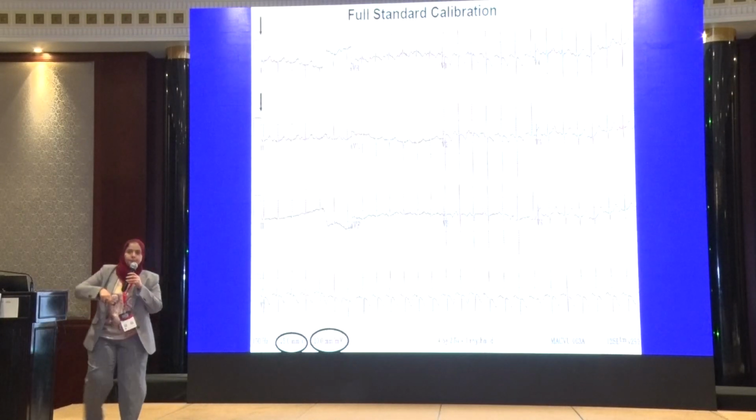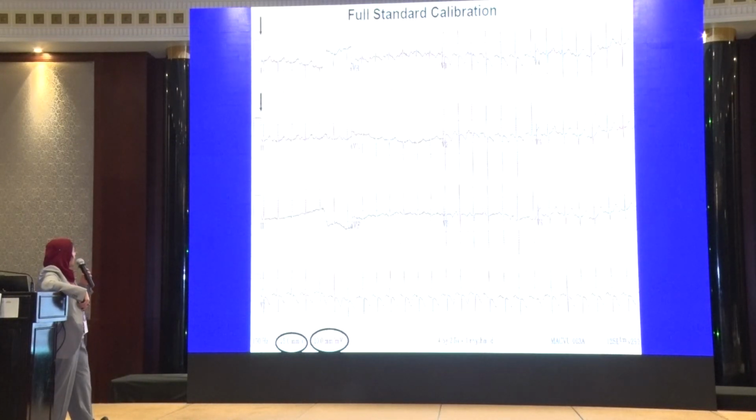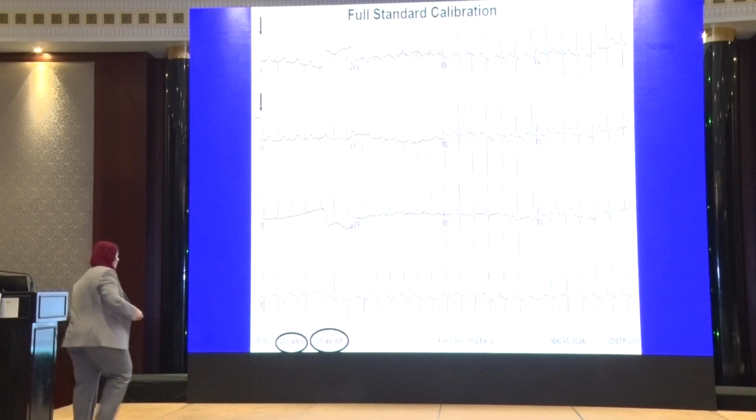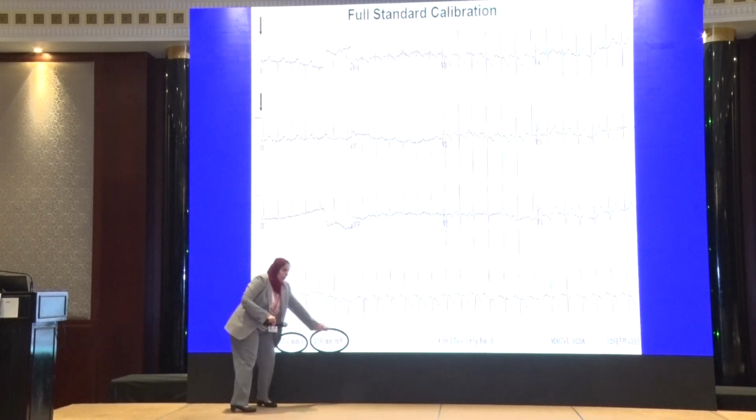So here, with full standard calibration, you see this is the calibration signal that we use, the arrow. This means 1 millivolt equals 10 millimeters. And then we have the speed, so you should look down. They usually write it down, okay?